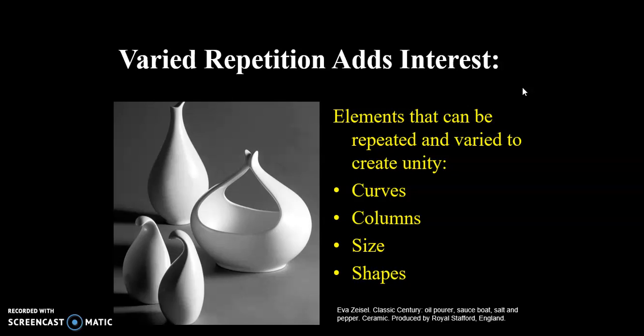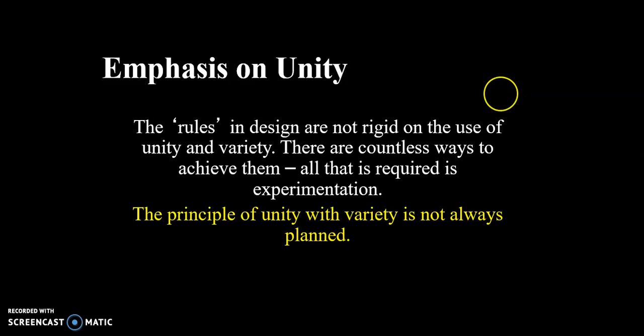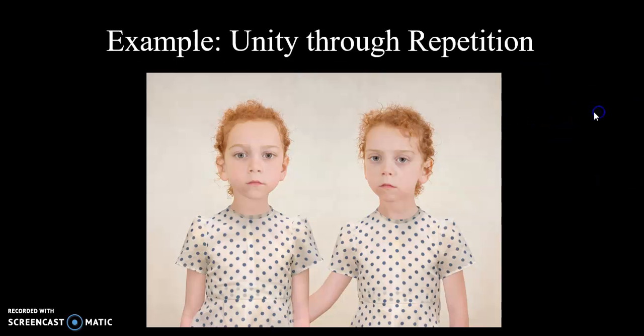One of the things that we're going to take a look at tonight is repetition and variety. Repetition and varied repetition adds interest. Elements that can be repeated to create unity include curves, columns, sizes, and shapes. Sometimes it's not planned. Sometimes it just happens. Unity with variety. Unity through repetition.